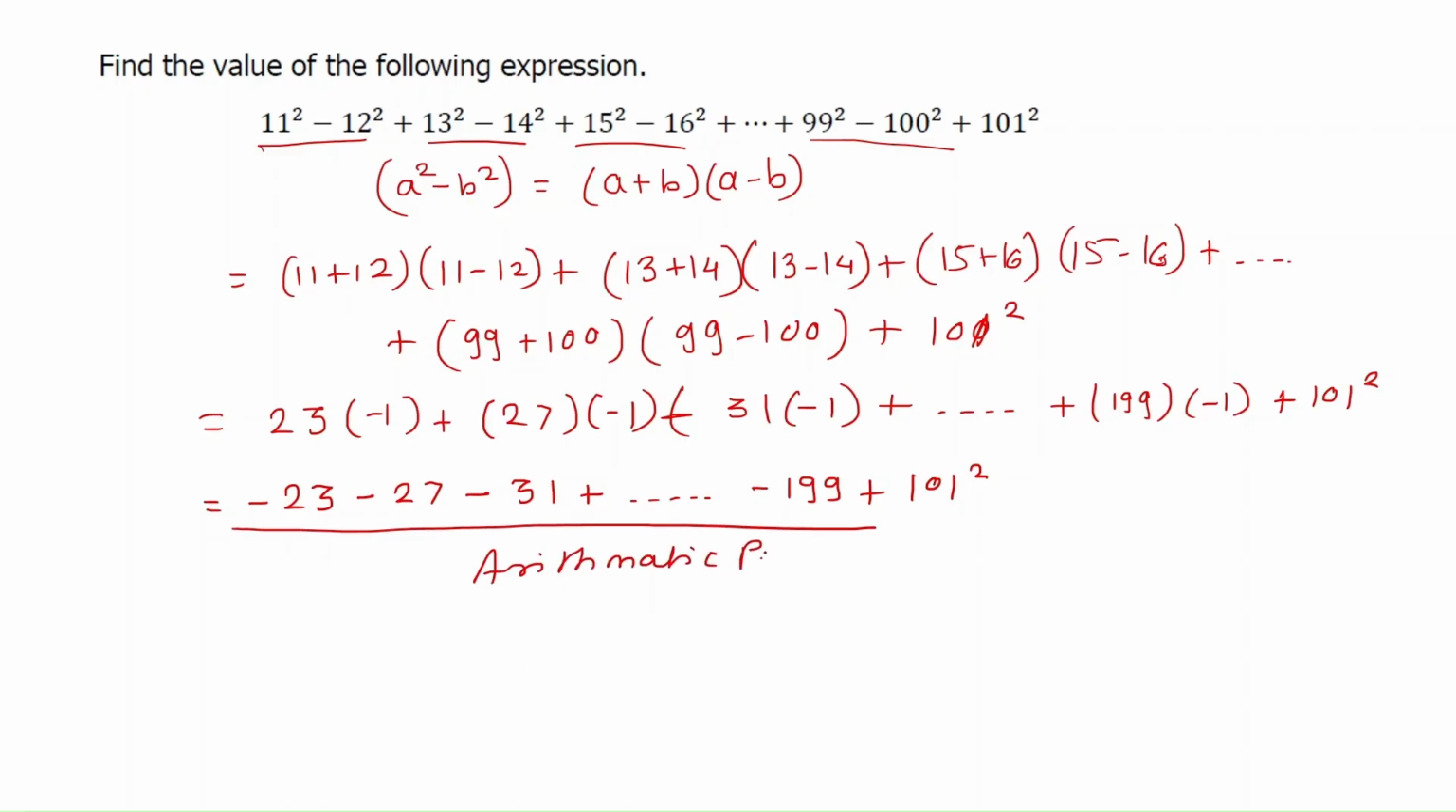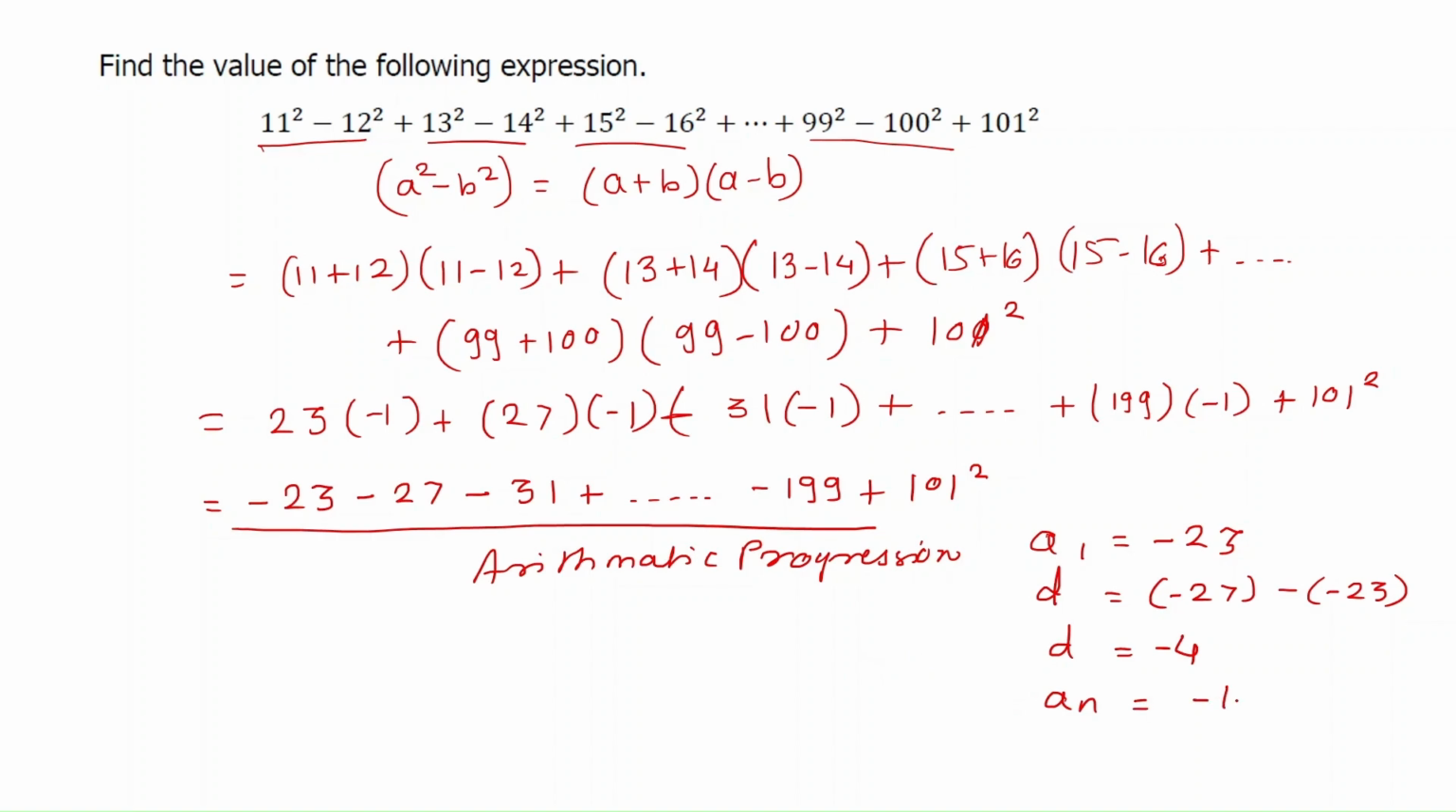Okay. So here let's see what is the first number. So a1 will be minus 23, correct? Now we have to find the difference, the difference between two terms. It will be minus 27 minus minus 23, correct? So d will be minus 4. Then what is the last term? an is equal to minus 199.